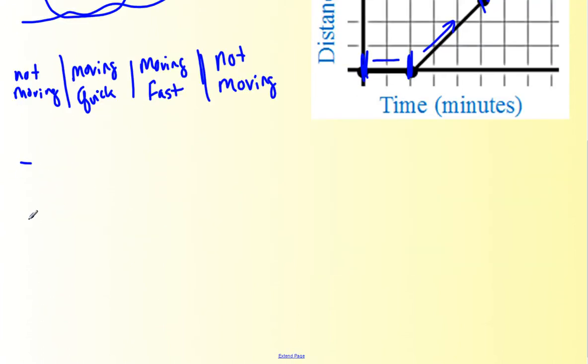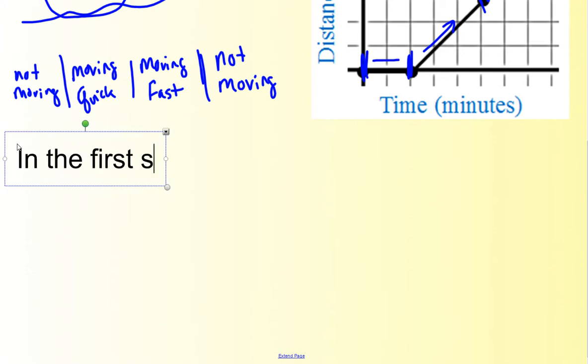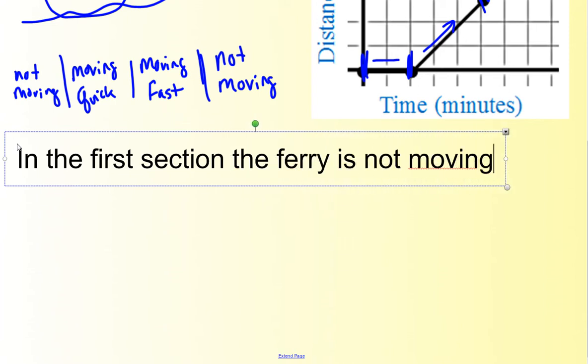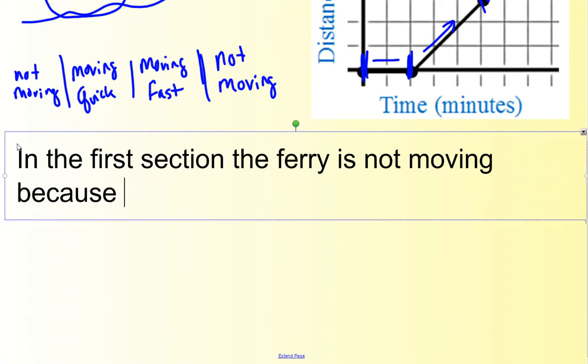So the first section, we're not moving. Let's delete that. In the first section, the ferry is not moving. Because why? Why isn't it moving? Well, the boat's not going to go for no reason. It's got to get people on it or get cars on it or get containers full of stuff or something. So it's probably not moving in this first section because people are loading into the boat. Because the boat is loading.